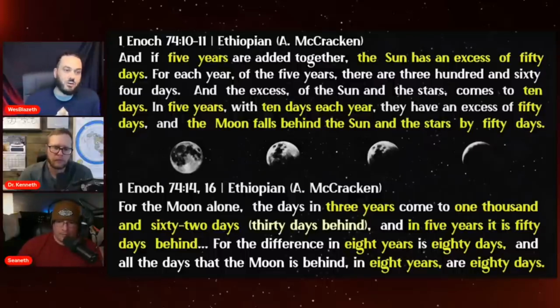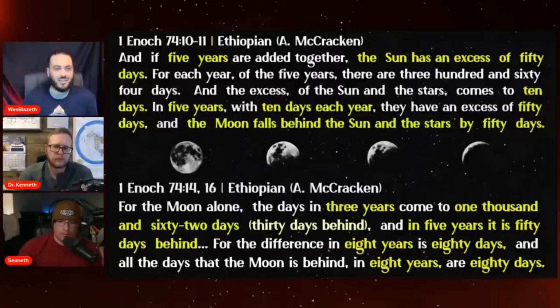If 5 years are added together, the sun has an excess of 50 days in 5 years. For each year of the 5 years, there are 364 days, and the excess of the sun and the stars comes to 10 days. So R.H. Charles and Richard Lawrence, right here, they both, for some reason, render this 6 days per year, which isn't backed up by any other part of the text and doesn't really make sense.